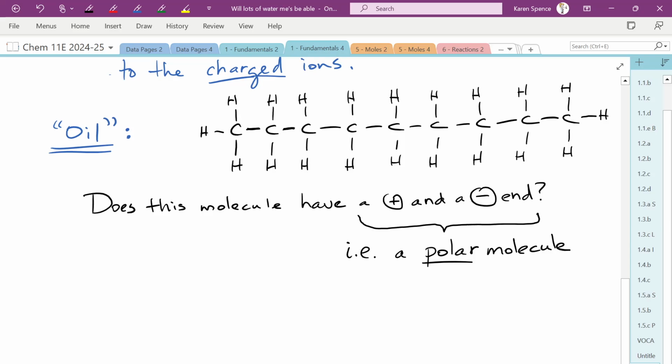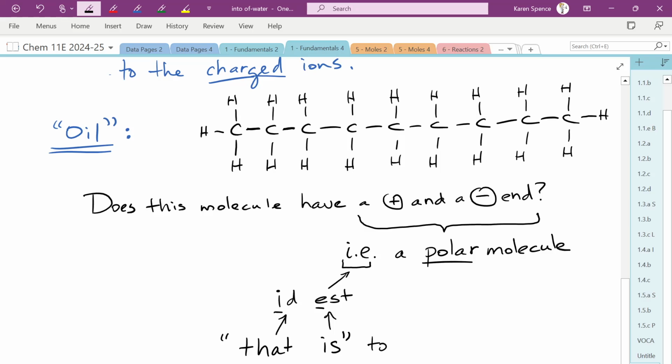And while we're here, I'm going to explain what IE means because probably most of you don't know. The Latin is id est. The id means that. And the est means, anyone guess? Anyone who's taken French or Spanish? That is. That is to say. So IE means that is to say, which another way of saying would be in other words. So IE really means, in other words, a polar molecule. Does it have a positive end and a negative end? In other words, is it a polar molecule?